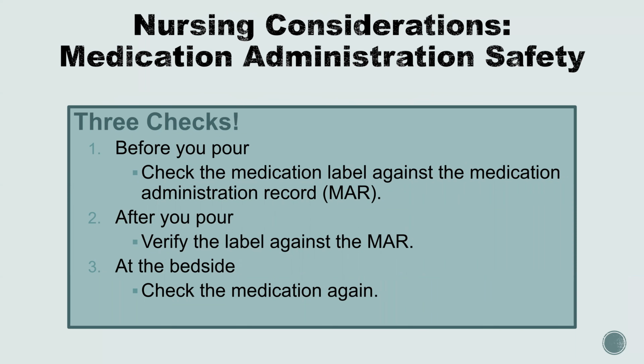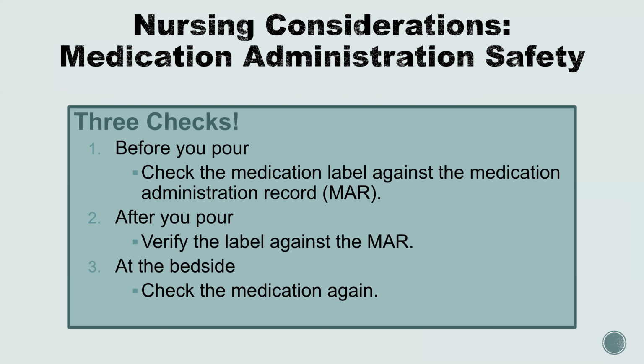Remember, this is super important for any type of medication administration and especially for your checkoff as well. You must do 3 checks when administering medication. So you check it before you pour. What that means is you check the medication label against the entry on the MAR, medication administration record, okay? Be sure that the name, the route, the dose, and the time match the MAR entry, okay?